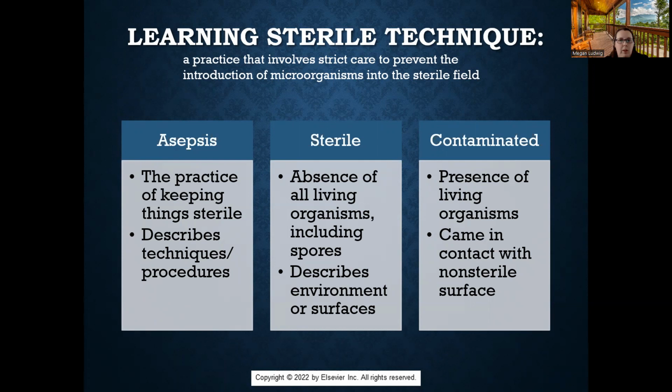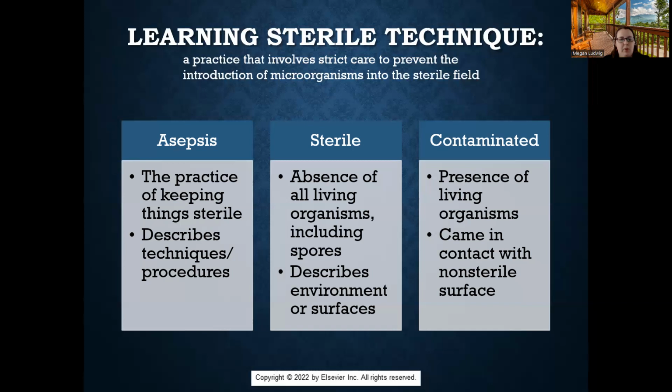So 3 terms here that relate to sterile technique. The first one is asepsis. If you use your med term, you always have that little prefix A at the beginning of a word, A means without. Sepsis is like an infection within the body. So without infection is what this is referring to. It's referring to the practice of keeping things sterile, without infection, without contamination. So asepsis is the practice of, okay? And then the second one is describing techniques or procedures. How do you go about something that will keep things sterile? That is asepsis or aseptic technique, okay?